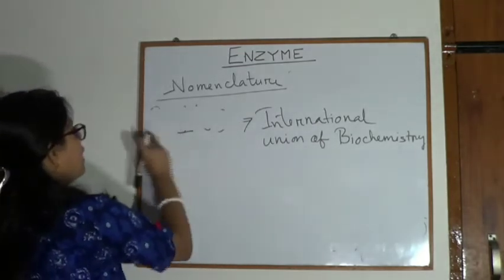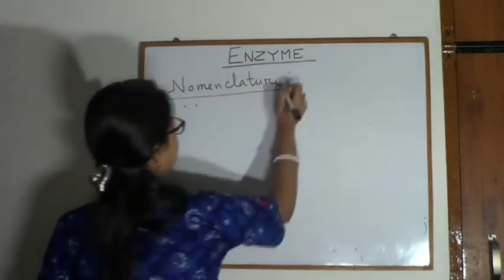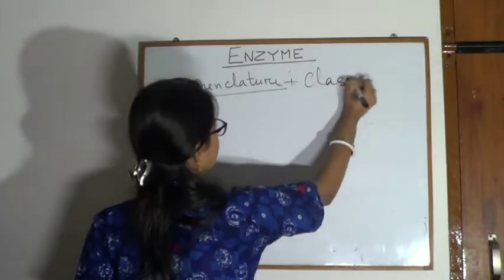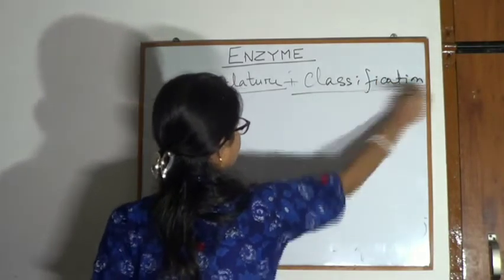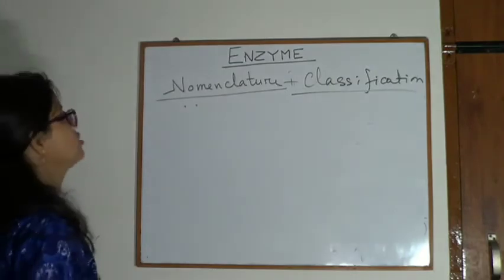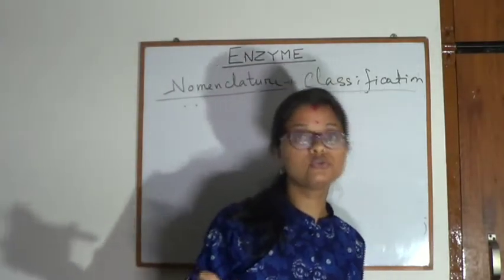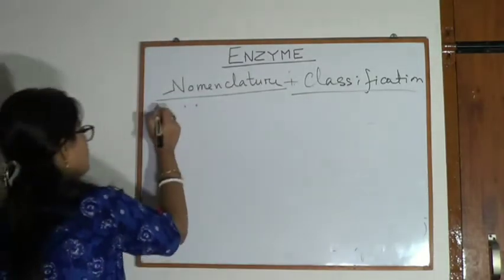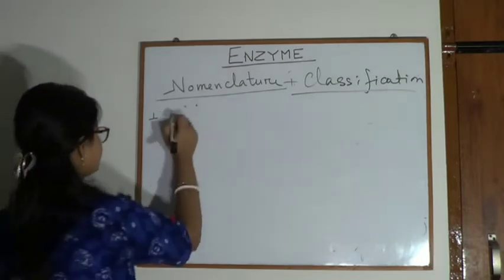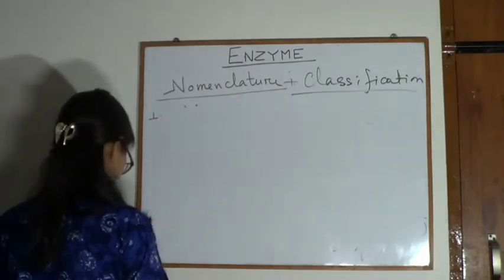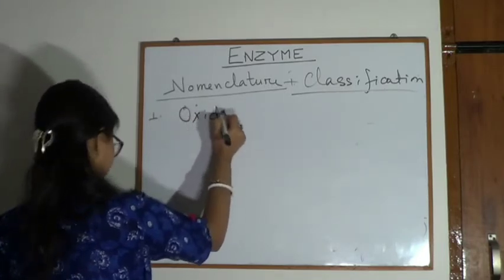So now from nomenclature we are going to the part classification also. The enzymes have been divided into 6 groups. The first one is Oxidoreductase.